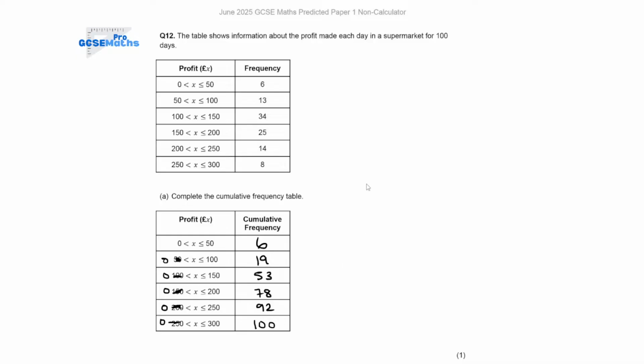So as long as your bottom row, if they've told you the total in the question, matches the total they've given you, then you know you've pretty much got it right. So that was for part A.